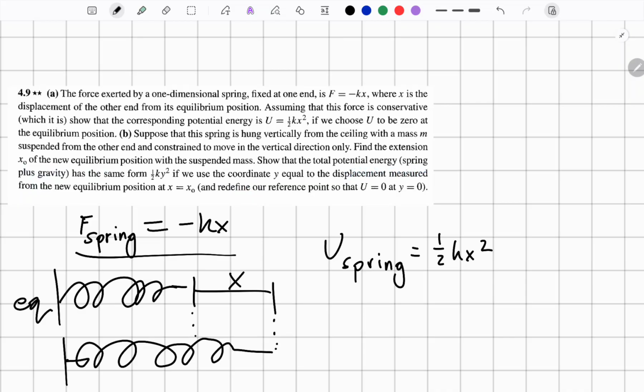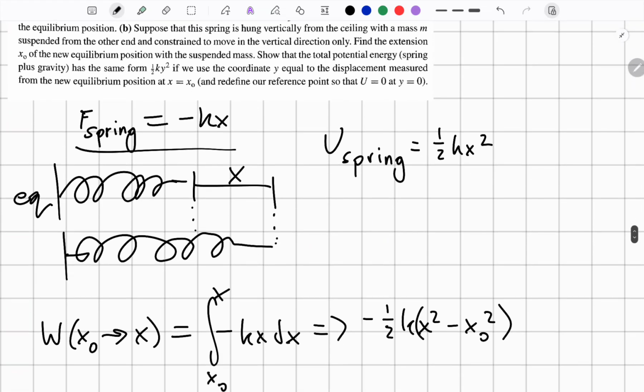And we want to show that the total potential energy, so the spring plus gravity, the total, has the same form of 1/2 ky squared if we use the coordinate y equal to the displacement measured from the new equilibrium position. So we're going to make a new equilibrium position wherever our mass takes that equilibrium to be. We're going to find an equation for where that's going to be located. And we're going to redefine our reference point so that at y equals 0, that's going to be our new equilibrium point. Our potential energy is going to equal 0 at that point.